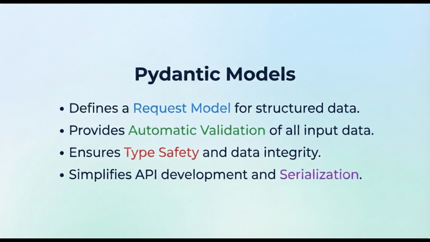So let's summarize what we've learned about Pydantic models. A Pydantic model allows us to define the structure of our request data. It also provides automatic validation for our input data, including checking required fields and data types. This helps us keep our application more reliable and maintain data integrity. And that's one of the main advantages of using Pydantic models with FastAPI.